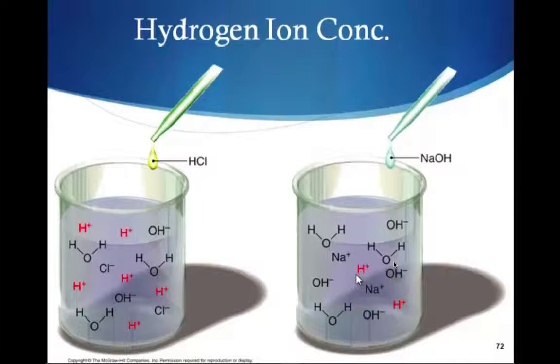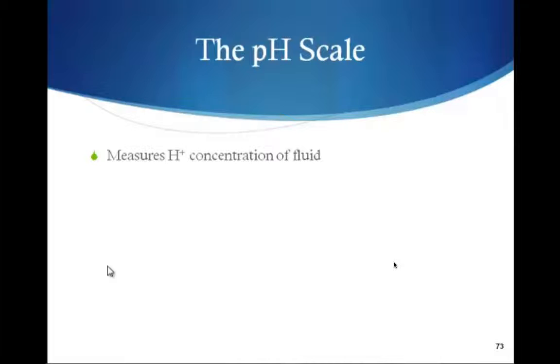And we can add a whole lot of these and make it a really strong base, or we can add only a little bit and make it a very weak base. Same thing over here. You can make a strong acid or a weak acid. And depending on how much or how little you put in, you can create a myriad of acids and bases that fall along a scale called the pH scale. This pH scale actually measures the number of protons or hydrogen ions that are concentrated in the fluid.